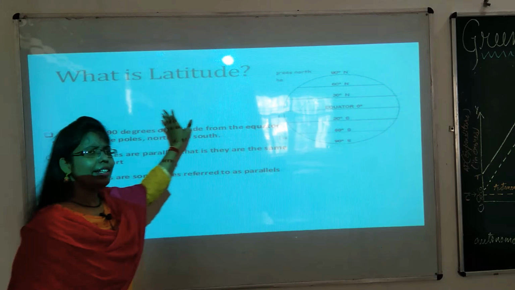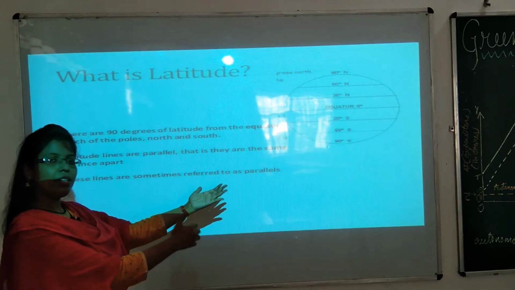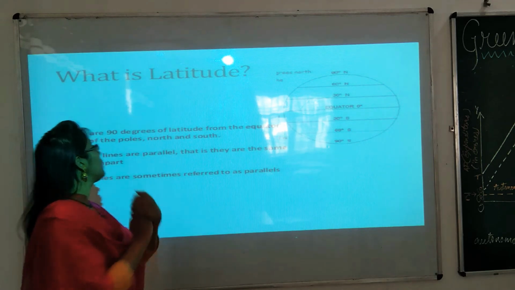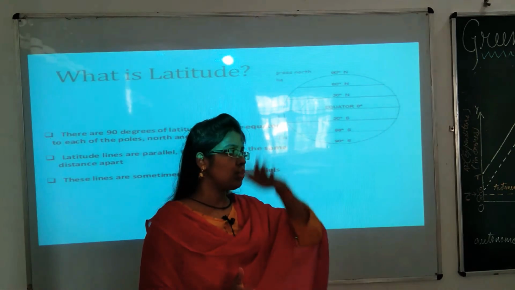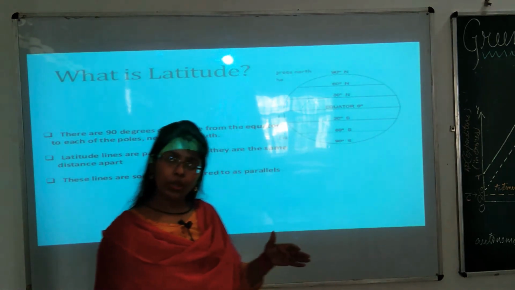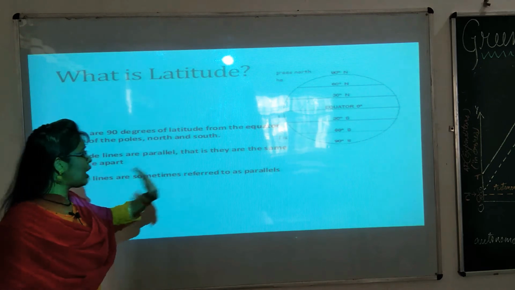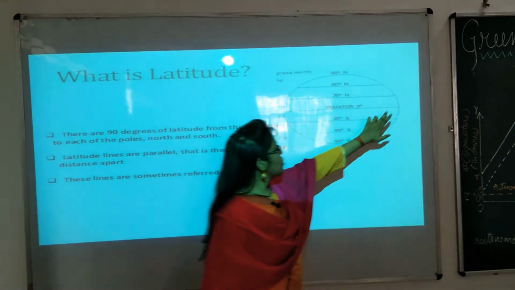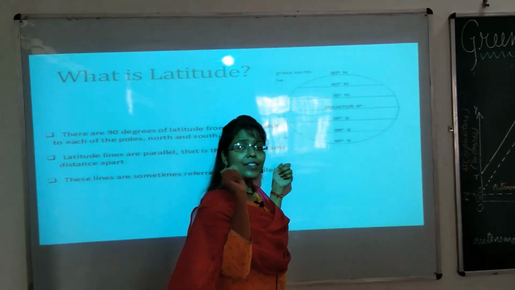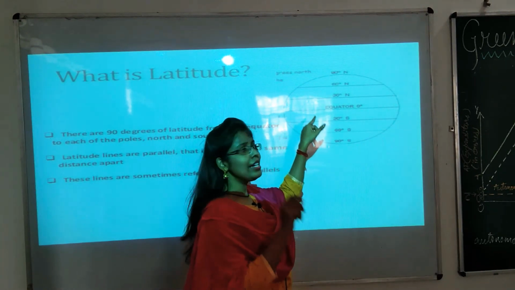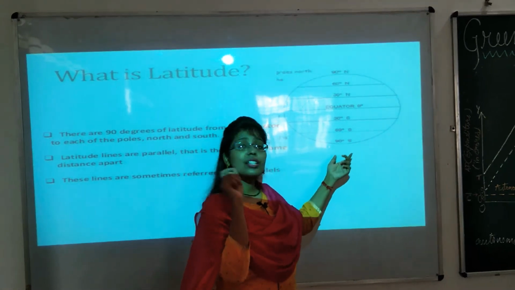Next, what is latitude? A better diagram and a better explanation. There are 90 degrees of latitude from the equator, as I told you, to the north and to the south, to each of the poles, north and south. 90 degree towards north and 90 degrees towards south. That is why it is mandatory to write N and S. Why? N denotes north and S denotes south.